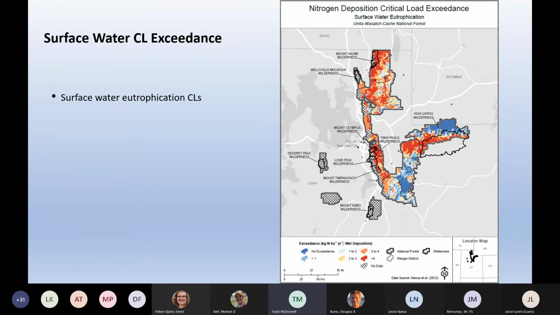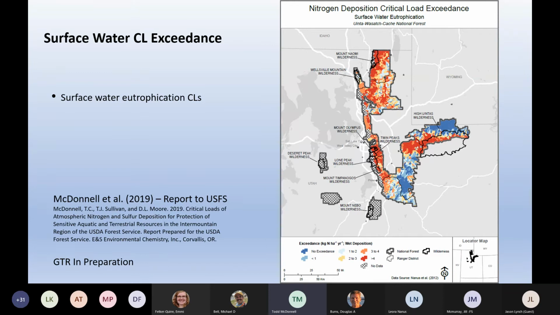Those critical loads tended to be lower, so there was generally more exceedance of the eutrophication critical loads. And we mapped this, we wrote it all up in a report, we summarized it into data tables, made it available to the Forest Service, and then Jill is taking the lead on a general technical report to be used in park management and for other purposes. So I'll stop there, and if there's any questions, I'd be glad to take those.